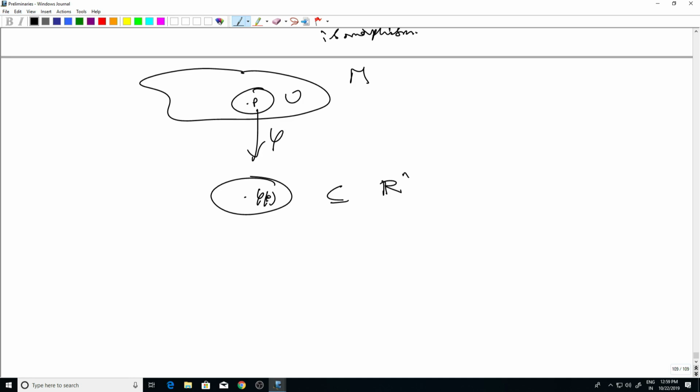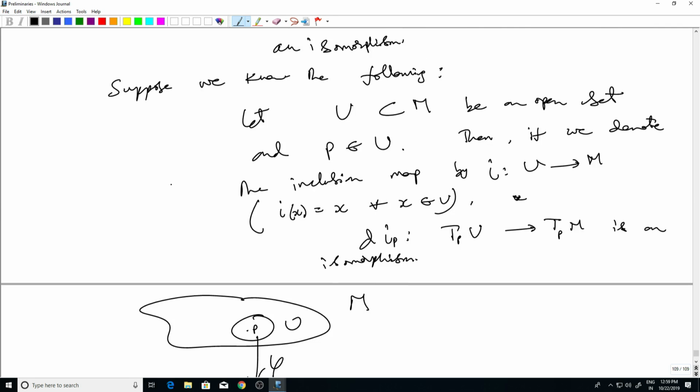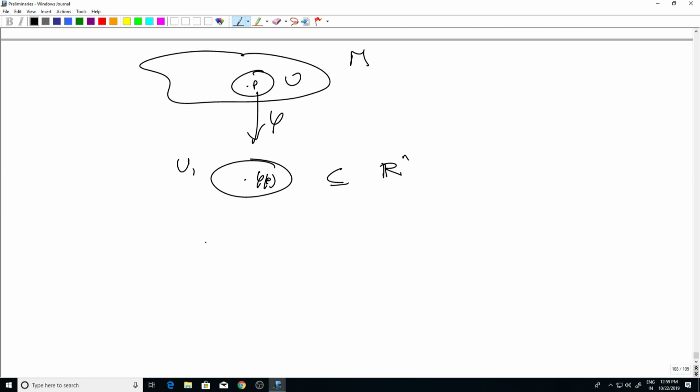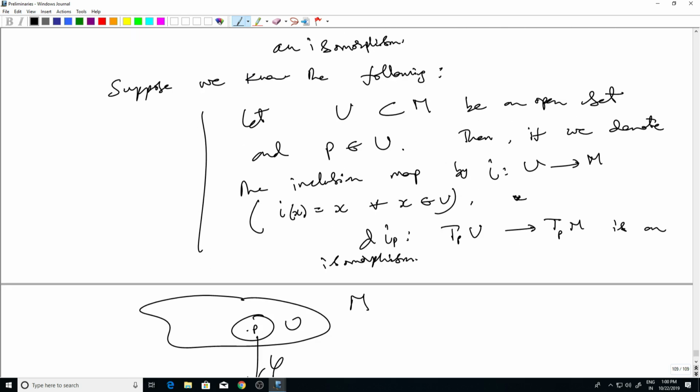And I know that the tangent space, this d phi sets up an isomorphism between tangent spaces to U and U1. So, but now knowing this statement here, we have what we want. Finally, we have two things. One is TPM is isomorphic to TPU by what I just stated, this statement here.